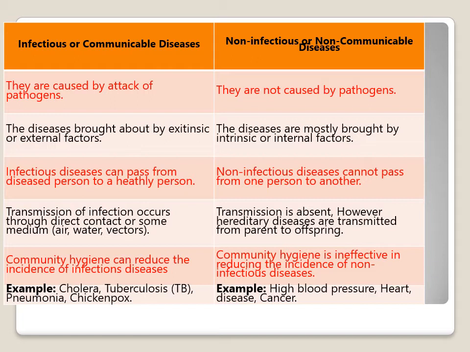The transmission of infection is through some medium. It can be air, water, or vectors. There is no transmission because the person with a non-infectious disease will remain to himself. Community hygiene can reduce the incidence of infectious disease, but there is no requirement for community hygiene because non-infectious disease is in a particular person, not the whole community. The easy examples of infectious diseases are cholera, tuberculosis, pneumonia, chickenpox. The non-infectious diseases are high blood pressure, heart disease, cancer.